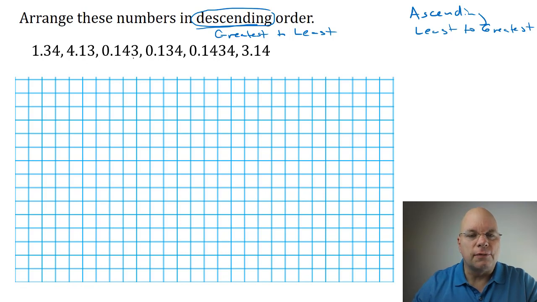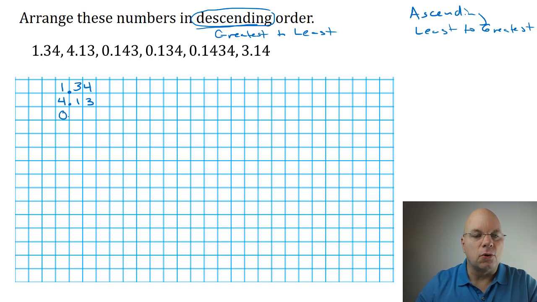When all the numbers are in standard form, it's very easy to order them because you can line up their place values, line up the decimals, line up the place values, and then just compare. So I have 1 and 34 hundredths, followed by 4 and 13 hundredths, followed by 0 wholes and 143 thousandths, followed by 0 and 134 thousandths, followed by 0 and 1,434 ten thousandths, followed by 3 and 14 hundredths.